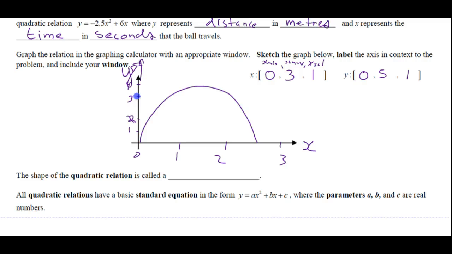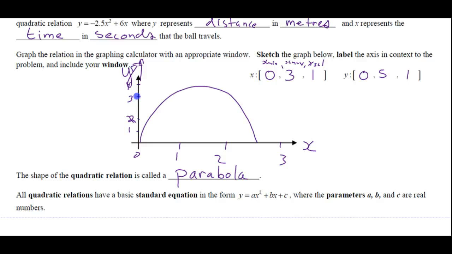So what do we call the shape of a quadratic relation? That shape. Parabola, right? Yeah. Parabola. So the shape of a quadratic relation is called a parabola. And we're doing these for the first couple of units, right? So we want to make sure we get down the lingo.